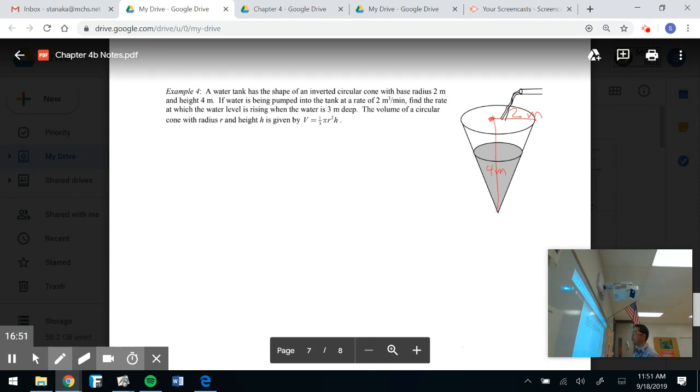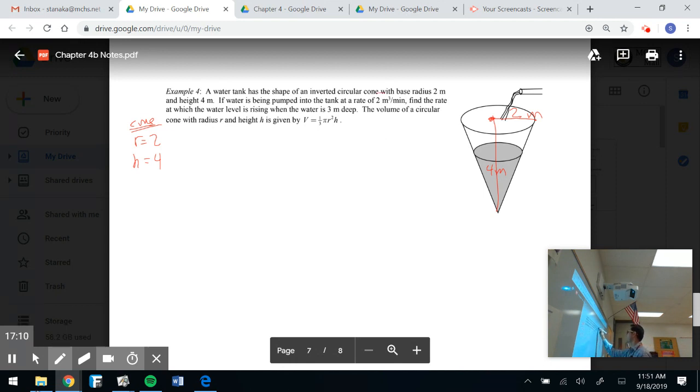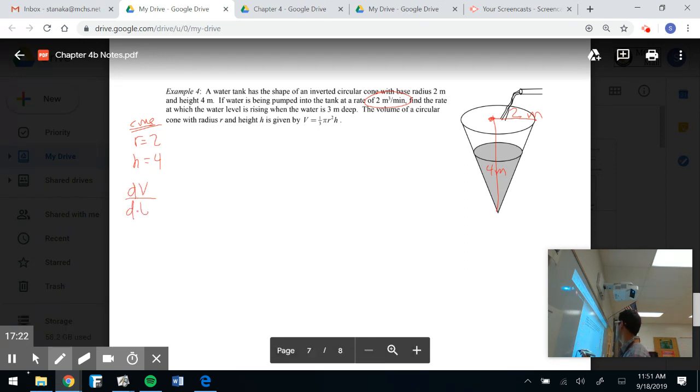Okay, so that's the cone. If the water is being pumped into the tank, and I should write out stuff, right, class? So we have a radius of 2, and this is the cone. Important to write that out. Radius 2, okay, a height is 4, and once again, that is for the cone. If water is being pumped in at a rate of 2 cubic meters, that kind of sounds like a volume, right, if it's cubed? So I'm going to write dV dt, right, because it's a rate, says rate right there, is equal to 2.